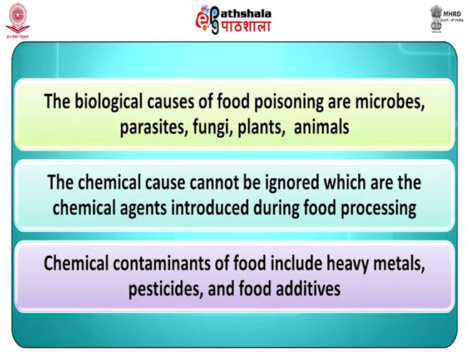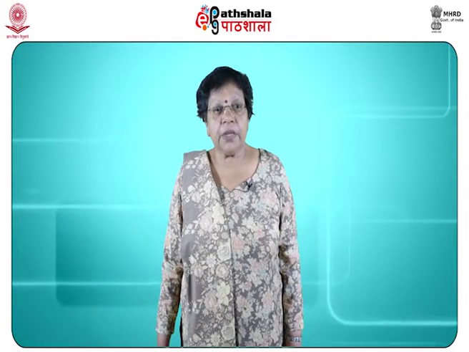Chemical contaminants of food include heavy metals, pesticides and food additives. Food additives may be antioxidants, flavoring agents, coloring agents, sweetening agents, thickening agents, or even preservatives.